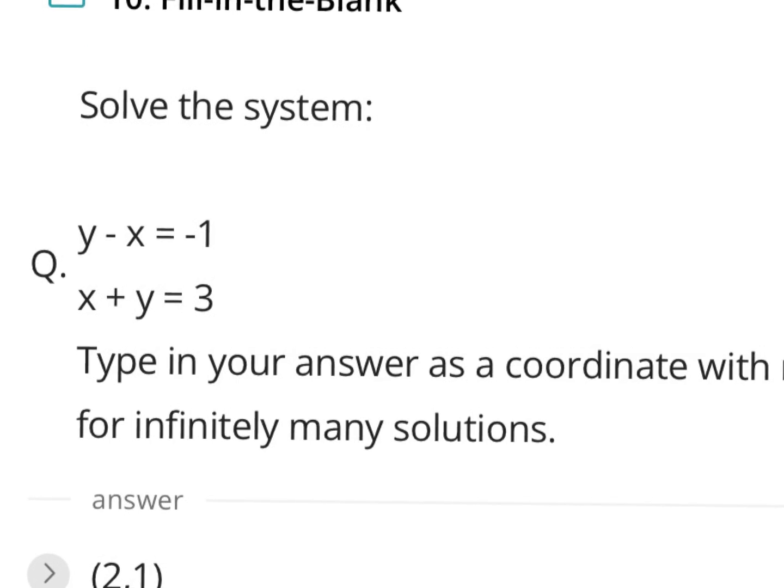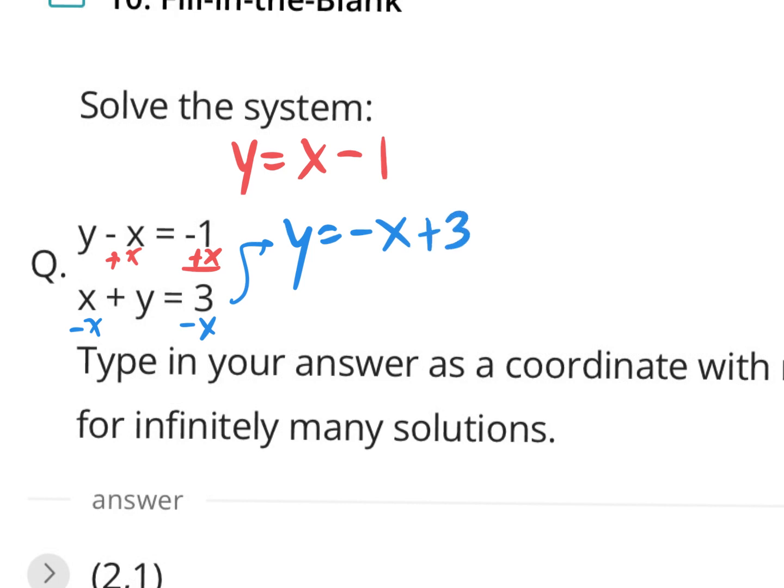Solve the system. Let's rewrite it in slope-intercept form. Top equation plus x. We will have y equals x minus 1. And the bottom equation, let's subtract x, and you're going to end up with y equals -x plus 3.